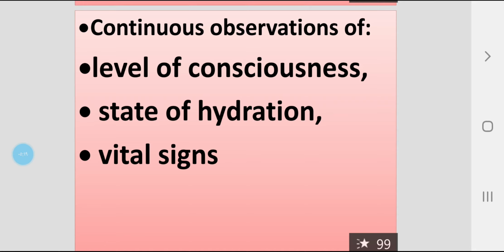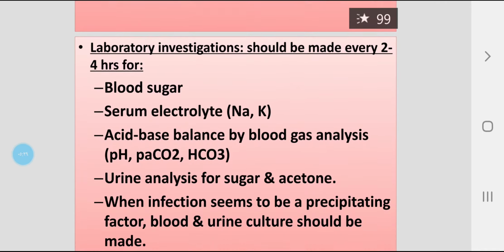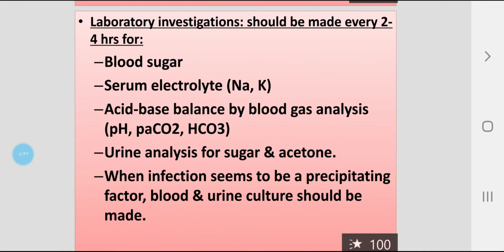Continuous observation of level of consciousness, state of hydration, and vital signs. Laboratory investigations should be made every 2 to 4 hours for blood sugar, serum electrolytes, sodium, potassium, acid-base balance by blood gas analysis, pH, PaCO2, SCO3, and urine analysis for sugar and acetone. When infection seems to be a precipitating factor, blood and urine cultures should be made.